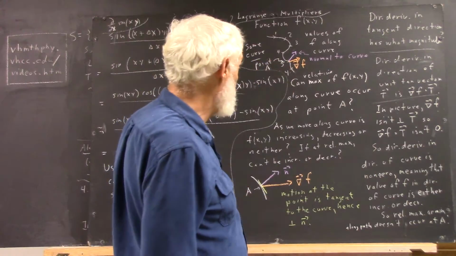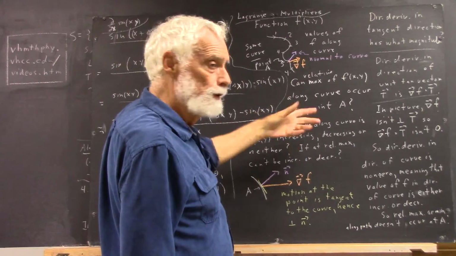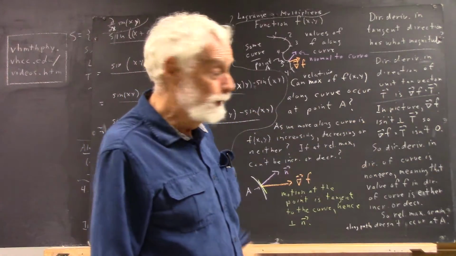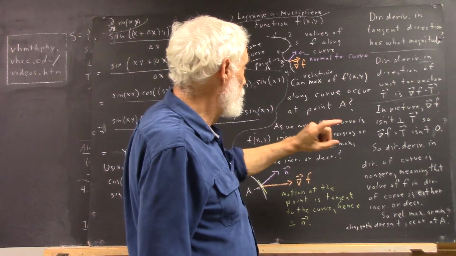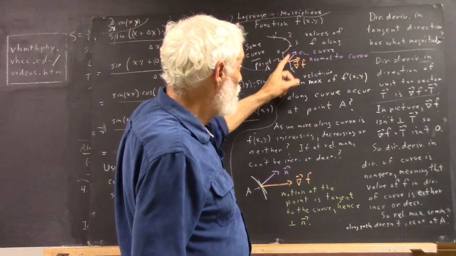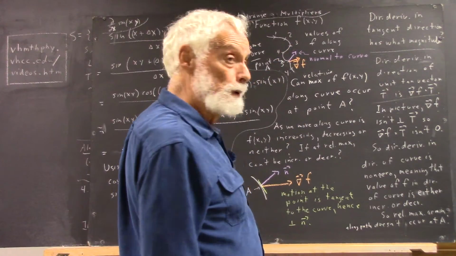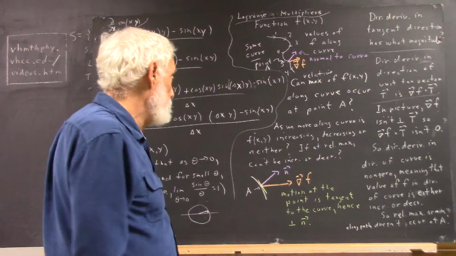So, if this is our situation, just as I've depicted it, could we possibly have a maximum or a minimum at this point? Relative maximum or minimum. I'll confine attention to relative max, but it could be relative min just as well. Can a relative max of f of x, y along the curve occur at the point A as I've depicted the gradient and the normal? Well, I'm going to say it can't, and I'm going to show you why.